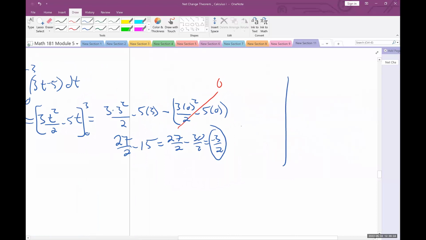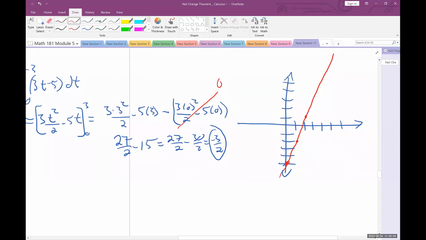So if we were to look at a graph of this, 3t minus 5 has an intercept of negative 5. 1, 2, 3, 4, 5. So intercept is negative 5. The slope is 3. So up 3, 1, 2, 3 over 1. Up 3, 1, 2, 3 over 1. Something like this. And we're looking at the area from 0 to 3.